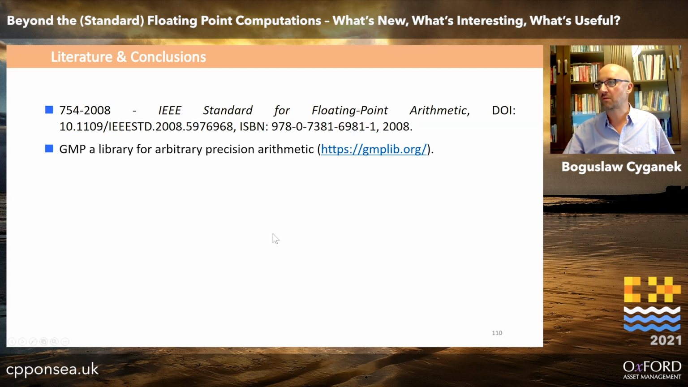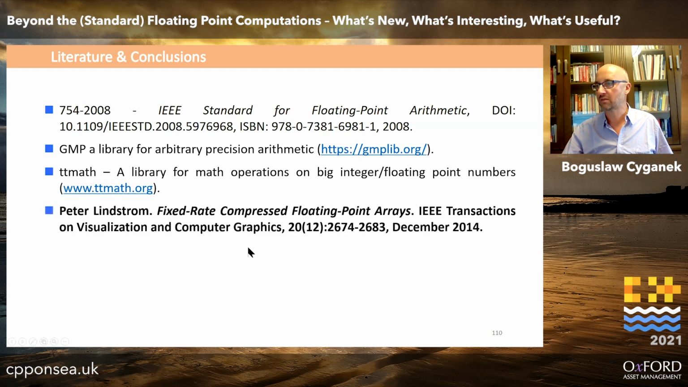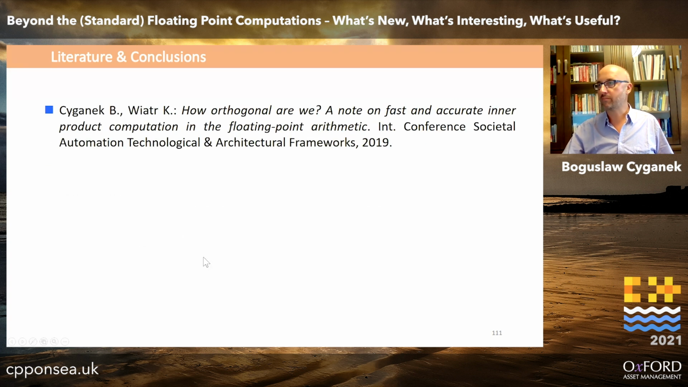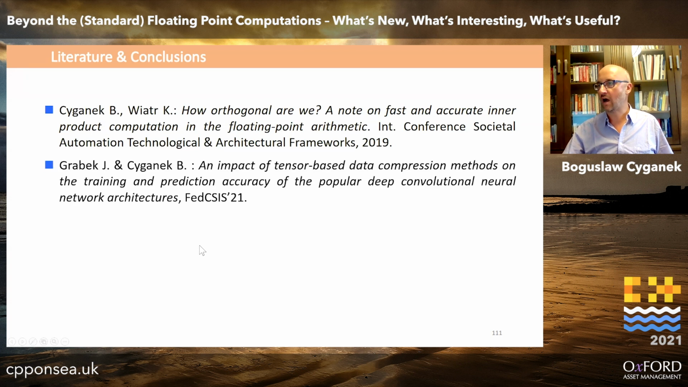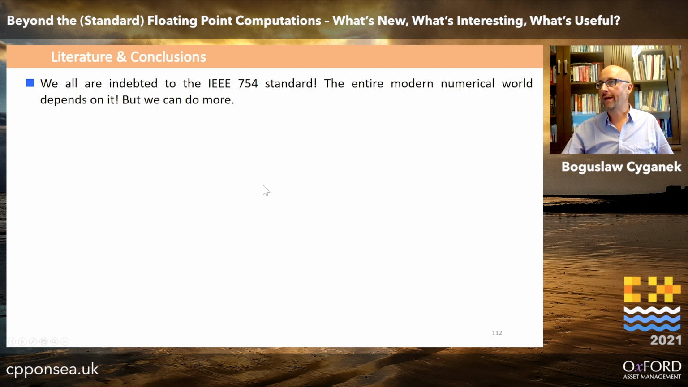There are also libraries for arbitrary precision arithmetic. I wasn't talking about this, but it's good to know. And the paper Fixed Rate Compression by Peter Lindstrom is here. You can find out also our papers on orthogonal computations, tensor-based compression, but also Introduction to Programming with C++ for Engineers. So conclusions, we are all indebted to IEEE standard.